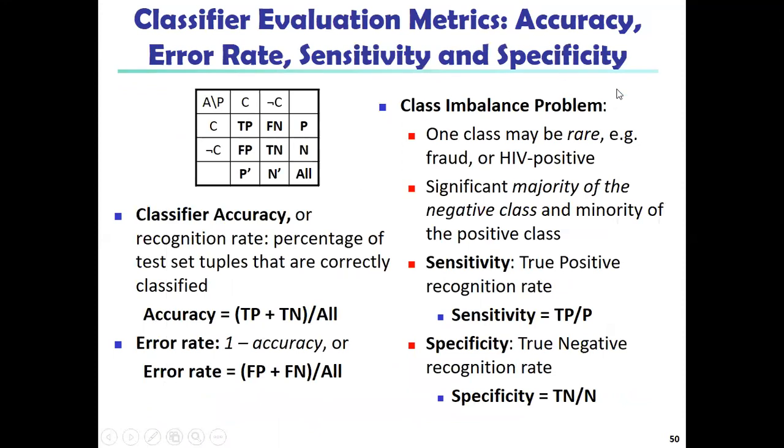Now sometimes you have faced a problem of class imbalance. What is the class imbalance problem? Suppose there are a total of 1,000 instances in your training data set. Within these 1,000 instances, suppose 900 instances are yes and only 100 instances are no.